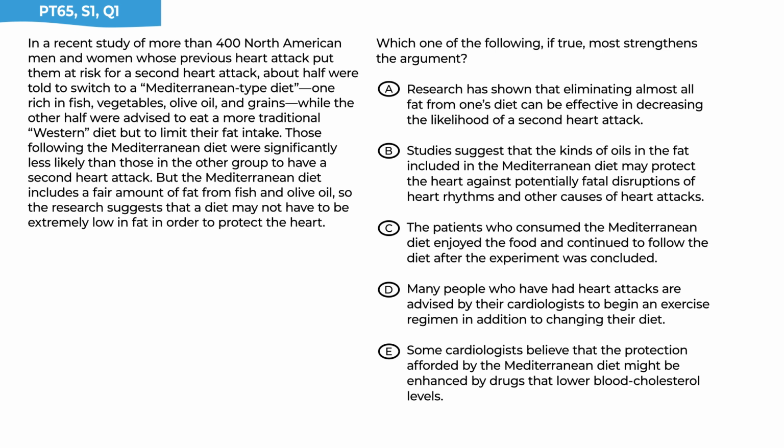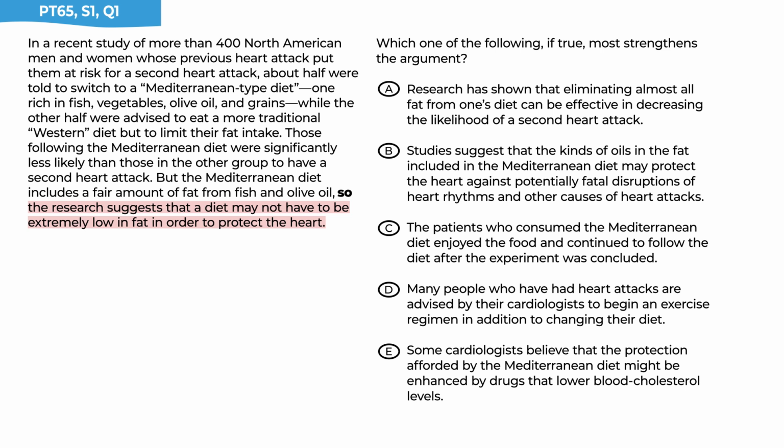All right, welcome back. So where's the conclusion of this argument? We always want to start with the conclusion. We're looking for those language cues, and in this case, it's really hard to spot, but at the very end of this argument, we see that word so, which is just like the word thus or therefore or hence, telling us that the last clause of this argument is the conclusion. The research suggests that a diet may not have to be extremely low in fat in order to protect the heart. So what's the evidence for that?